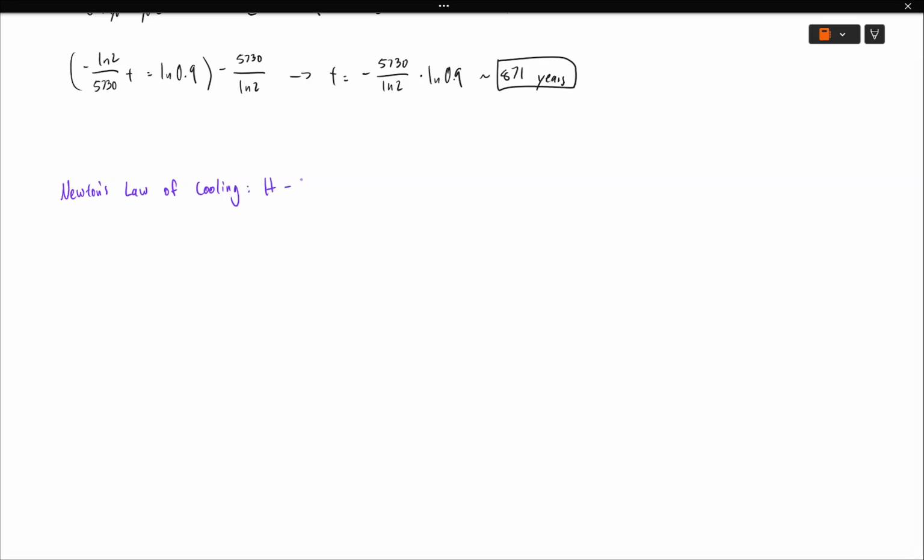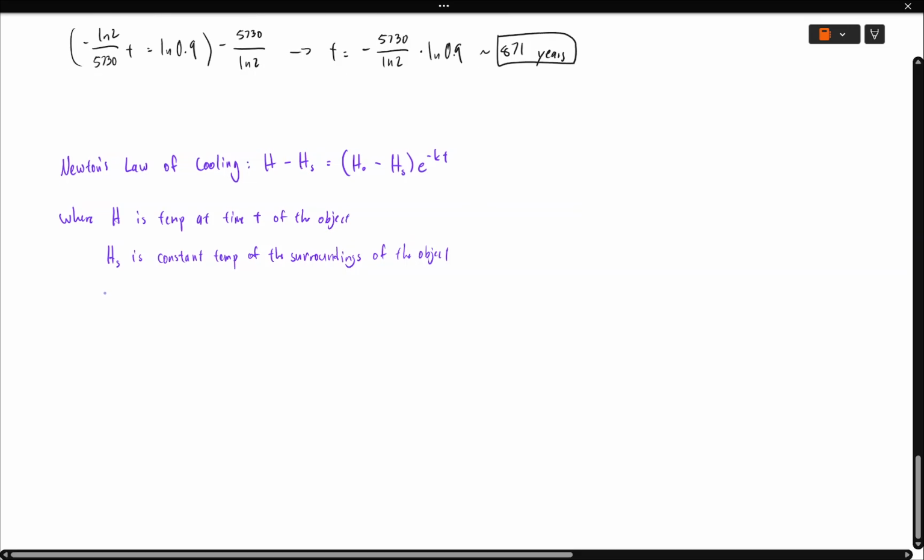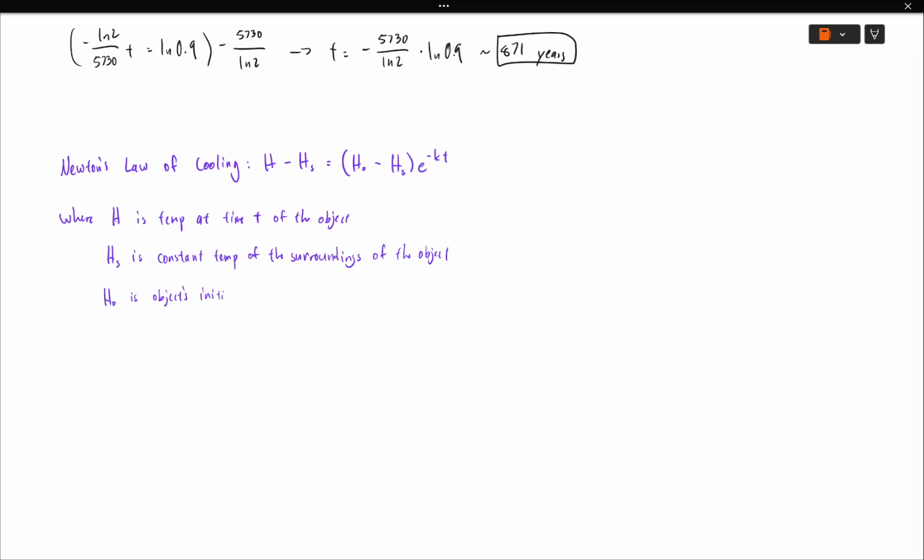is the equation H minus H sub S equals H naught minus H sub S e to the negative kt, where H is the temperature at time t. H sub S is the constant temperature of the surroundings of the object. This is the temperature at time t of the object. And then H naught is the object's initial temperature.